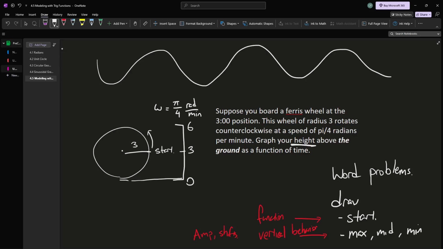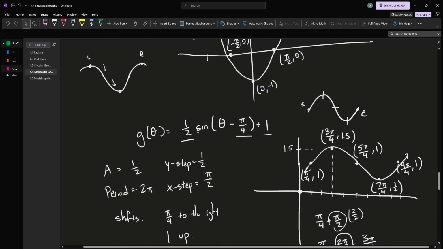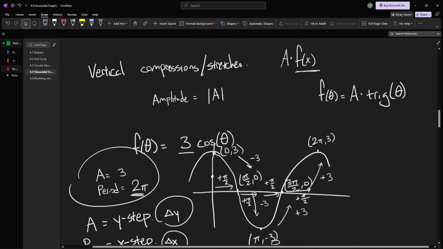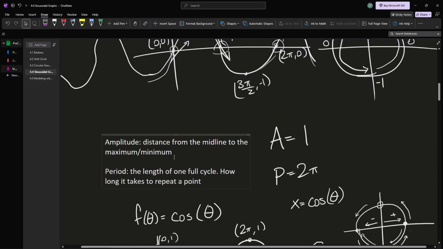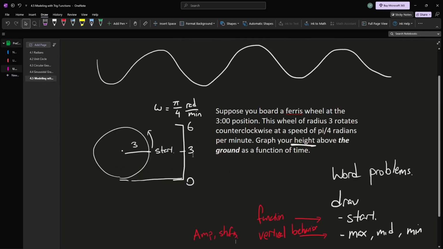So with this information, let's actually start parsing through it. First off, let's look at the max, mid, and min. What would my amplitude be for this? Keep in mind, amplitude, a little throwback to 4.4. What do we have for amplitude? Amplitude here is the distance from the midline to the maximum or minimum. So from the middle of 3, the distance to the max of 6 or the minimum of 0 is my amplitude. So my amplitude must be 3.